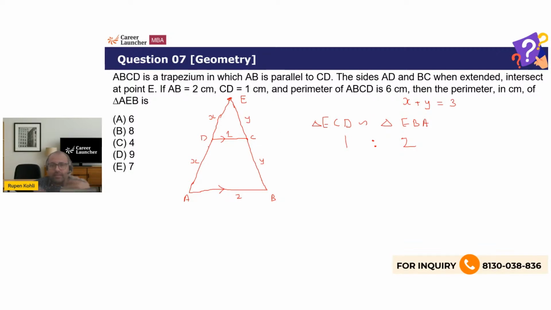Even though we don't know the unique value of x and y, eventually the perimeter is known because that comes to be twice x plus y, plus 2. So the required perimeter is twice x plus y plus the base of 2, and x plus y is 3, so 2 into 3 is 6, plus 2 is 8 centimeter, the required perimeter. Bas, that's all, right?